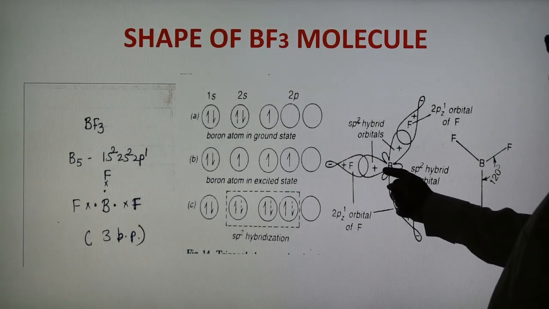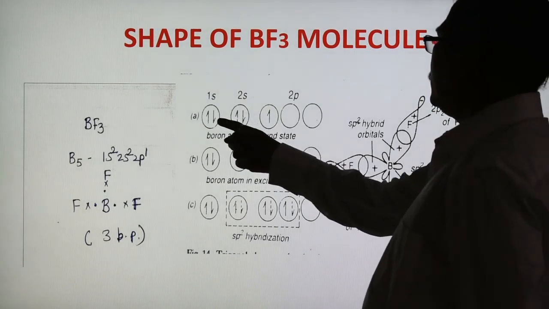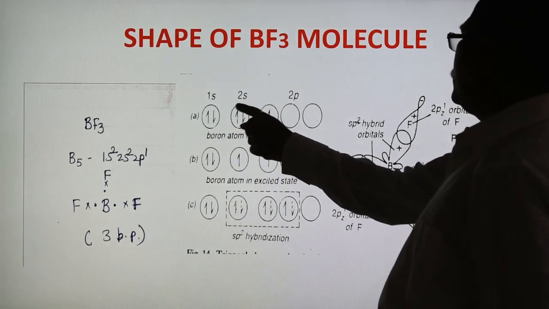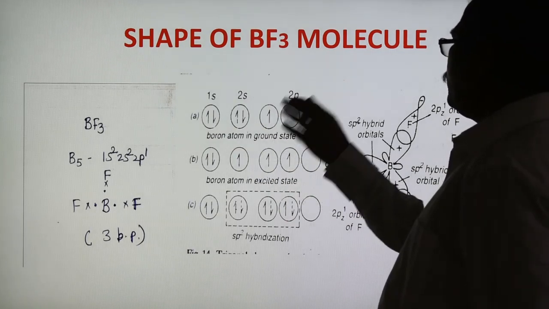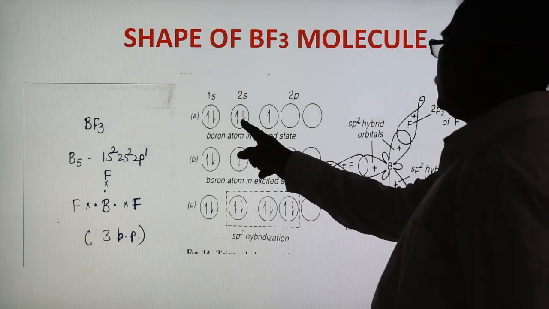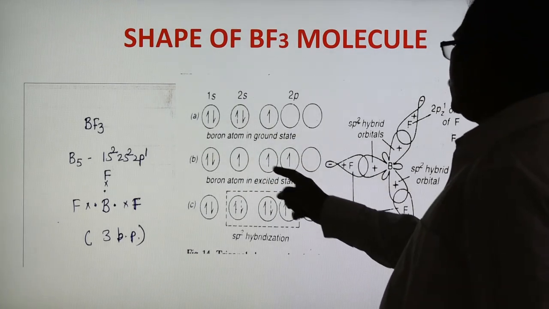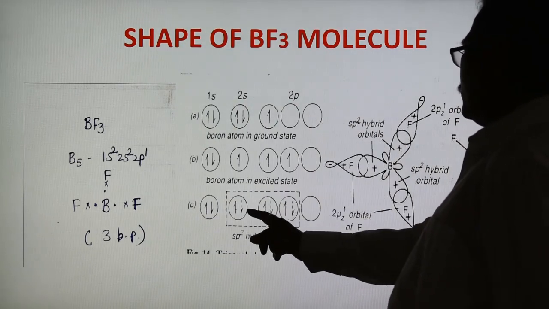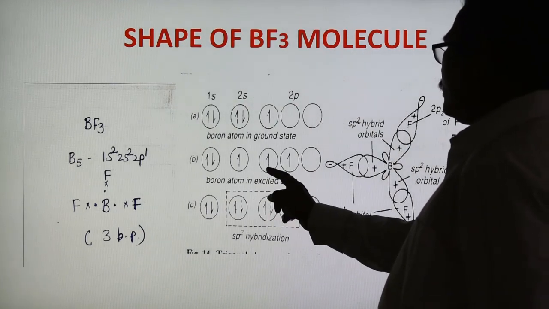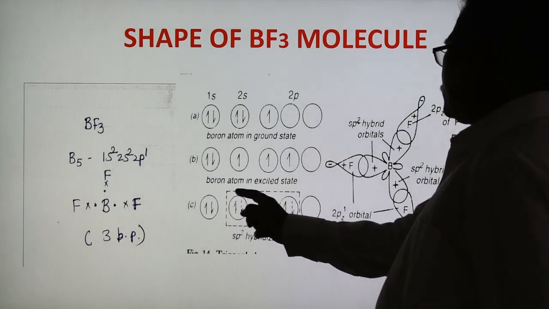In this case, the boron atom in the ground state shows 1s2, 2s2, 2p1. There are 3 electrons, and only 1 unpaired electron in the ground state. Actually, we require 3 unpaired electrons. So 1 electron from 2s is promoted to 2p. Now in the excited state, there are 3 unpaired electrons, which indicate the formation of 3 covalent bonds. So these 3 electrons of boron overlap with the 3 electrons of fluorine, forming these 3 covalent bonds.